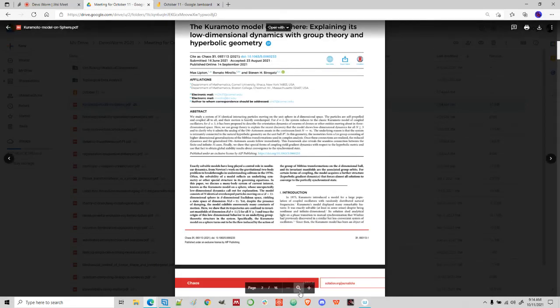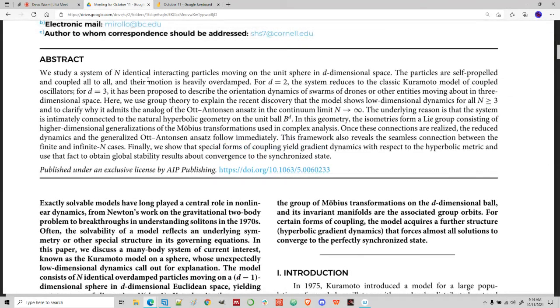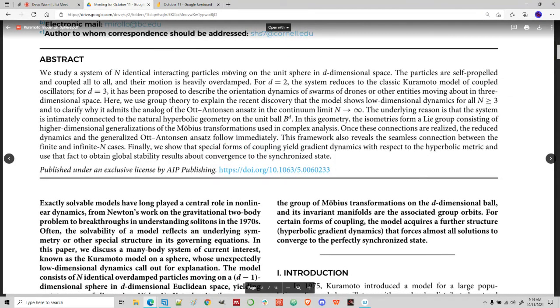So this is the title here. We study a system of n identical interacting particles moving on the unit sphere in d-dimensional space.